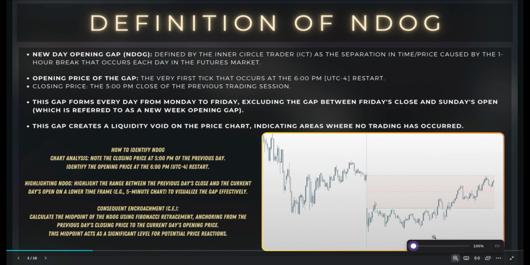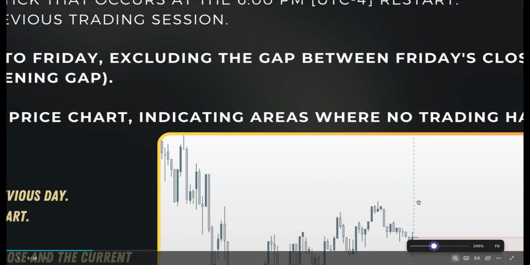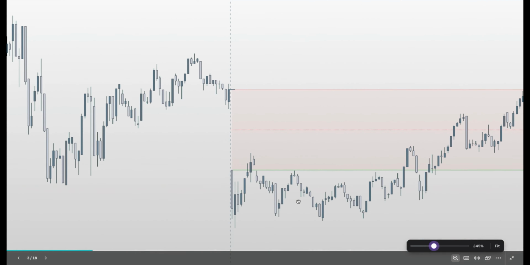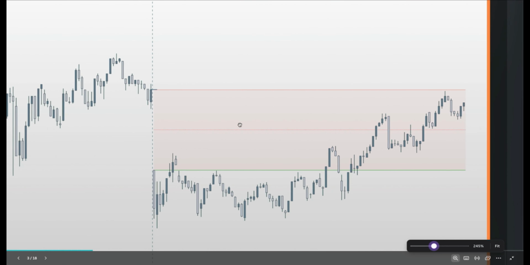I'm going to zoom in real quick just so you guys can see this example a little bit better. But as you can see, price had closed here, right, at the 5 p.m. and then at the 6 p.m. it closed here. And from what you can see, this is the midpoint of the NDOG, right? Pretty nice, pretty simple. And there's even indicators for this, which I will share in the description below, so that way you don't have to worry about marking them up yourselves.